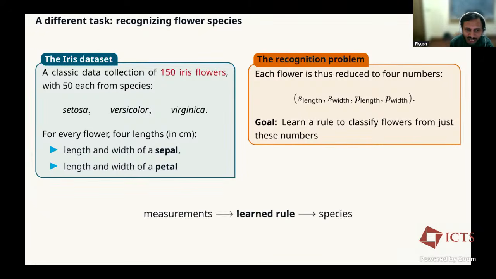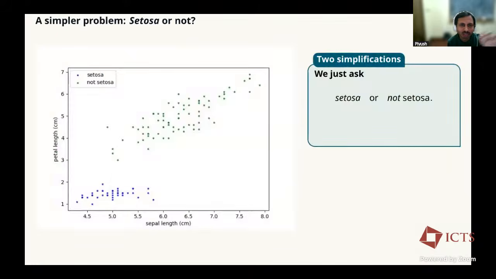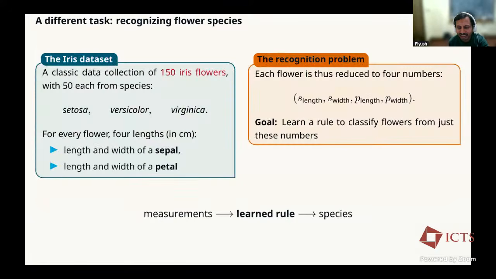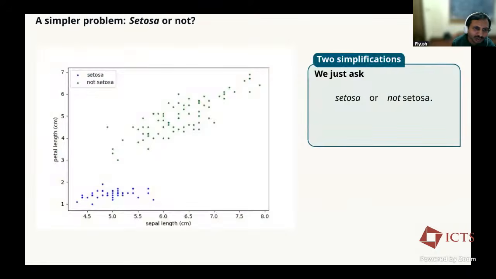The idea is to go from measurements to some learned rule, which will give the species. We'll look at a simpler version of this question, because then it's easier to visualize. We'll not do this three-way classification. We'll just decide whether it's setosa or not. I will also neglect some of the data. I will only look at the sepal length and the petal length, and ignore the widths.